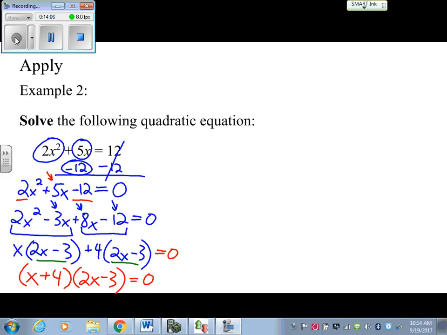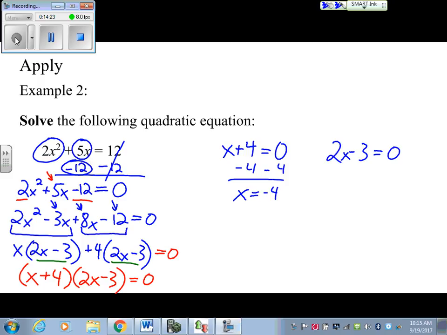So we need to take each of our binomials, each of our factors, x plus 4, and set that equal to 0. And then my other one, 2x minus 3, and set that equal to 0. I subtract 4 from both sides. I get x equals negative 4. Over here on the right, I'm going to add 3 to both sides to get my 2x alone. Those will cancel out. I have 2x equals 3. Divide both sides by 2, and I get x equals 3 halves.